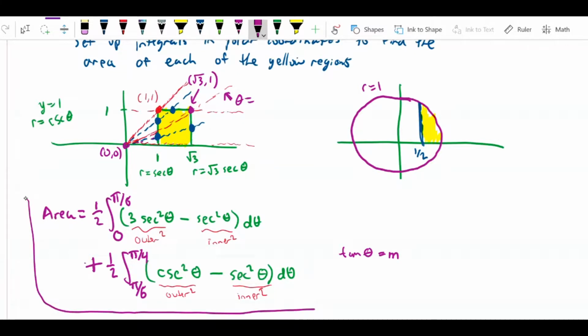So that's the answer. That's how you would integrate this to find the area of this region in polar coordinates. It's kind of interesting how something that looks that simple in rectangular coordinates becomes this complicated in polar coordinates. But it's working this type of example that really gives you the intuition that you need to do polar coordinates.